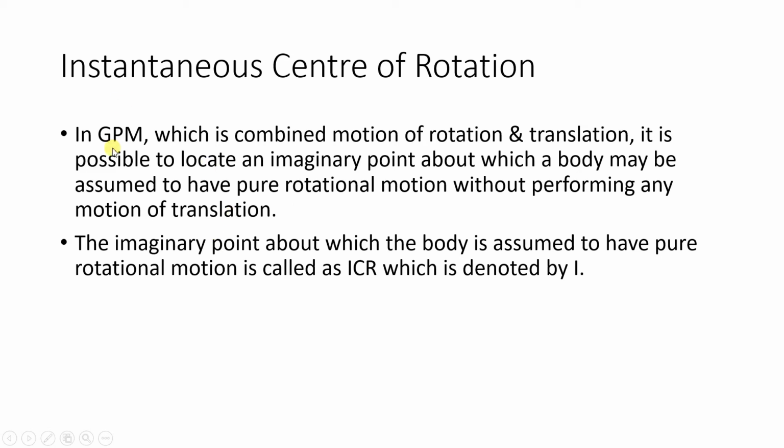So even though we have general plane motion, which is combined rotation and translation, it is possible to locate an imaginary point about which the body will have pure rotational motion without performing any translation motion. What is that imaginary point? The imaginary point about which the body is assumed to have pure rotational motion is called ICR, instantaneous center of rotation, which is denoted by I.